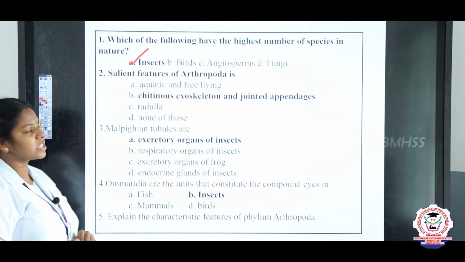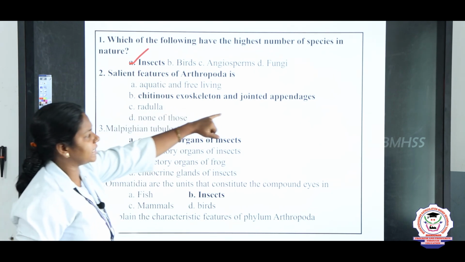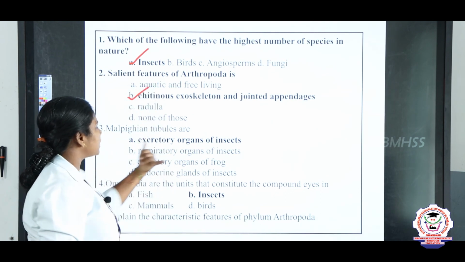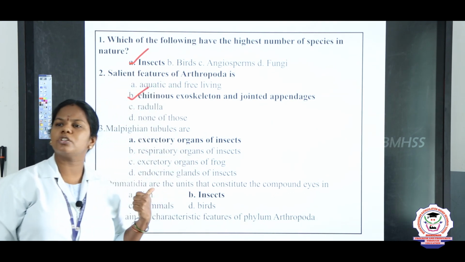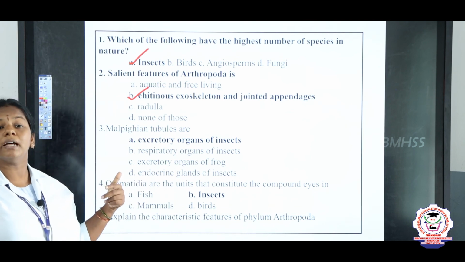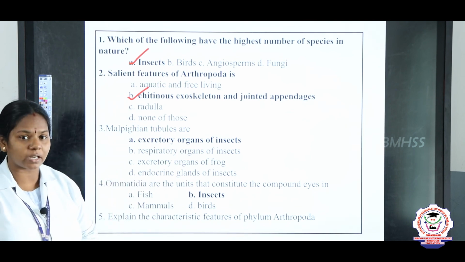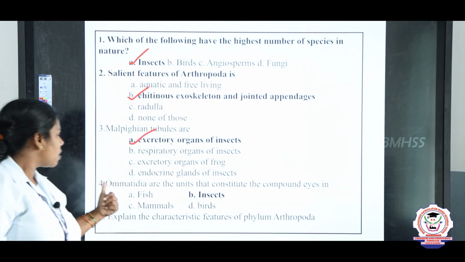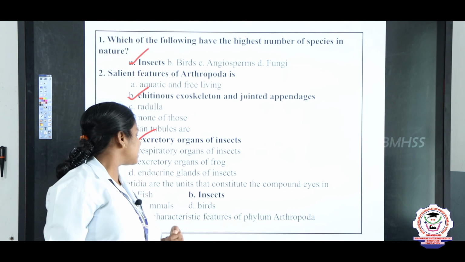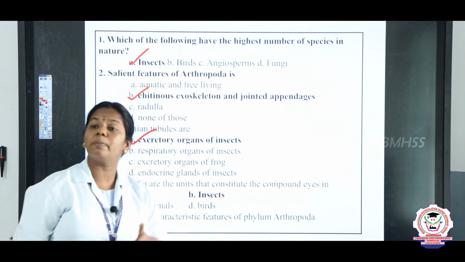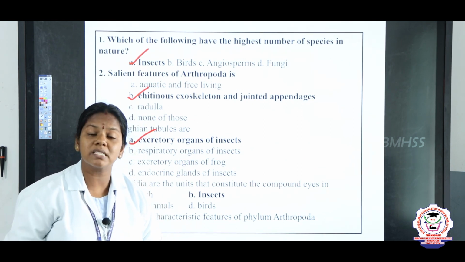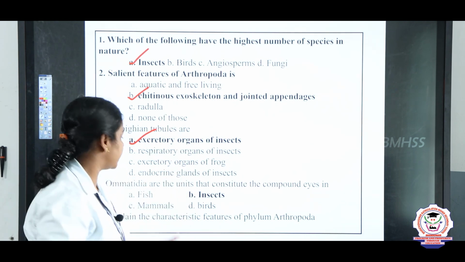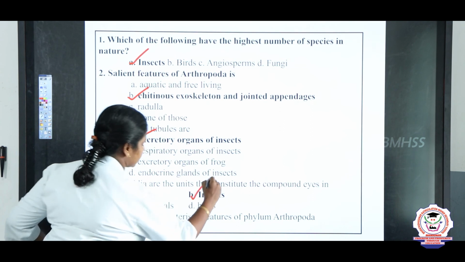Salient features of Arthropoda, what are the salient features given? Yes, Samiksha, chitinous exoskeleton and jointed appendages. Yes, very good. Malpighian tubules are, Yutika, what are Malpighian tubules? Malpighian tubules are what organs? Respiratory or excretory? Very good, excretory organ. And ommatidia, they are the units that constitute the compound eyes. Compound eyes we can see in insects. Compound eyes are made up of units called ommatidia. So, insects is the answer.